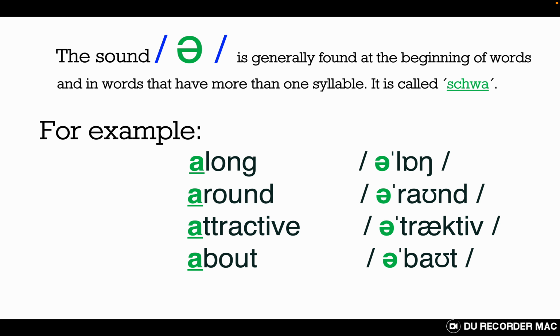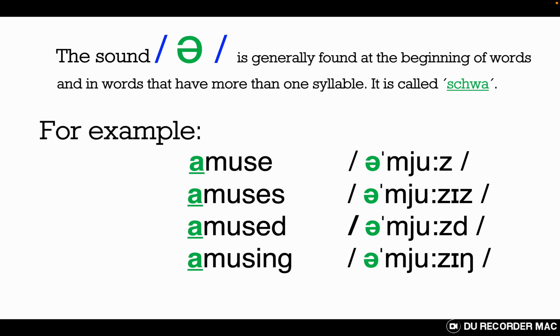The first word, G also is not pronounced, it's alone. Some students say along, so alone. The second word, around. The third word, attractive. The last word, about. Some students say about, it's not about, it's about. Let's go to the next slide.